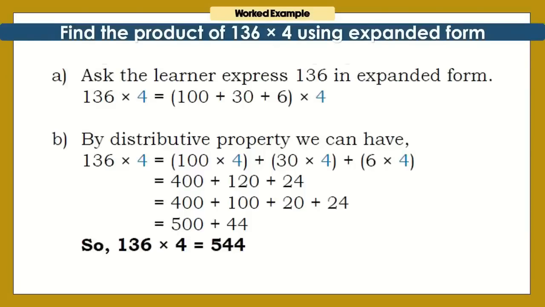(100 times 4) plus (30 times 4) plus (6 times 4) equals 400 plus 120 plus 24 equals 400 plus 100 plus 20 plus 24 equals 500 plus 44. So 136 times 4 equals 544.